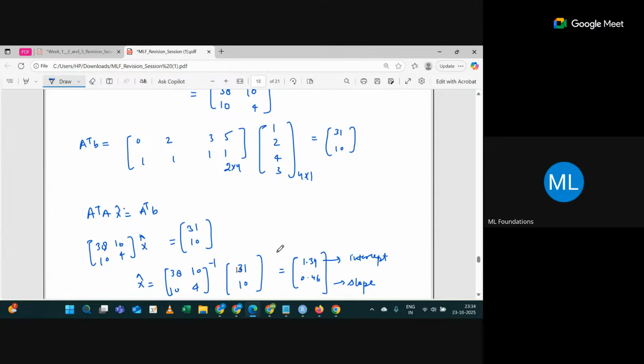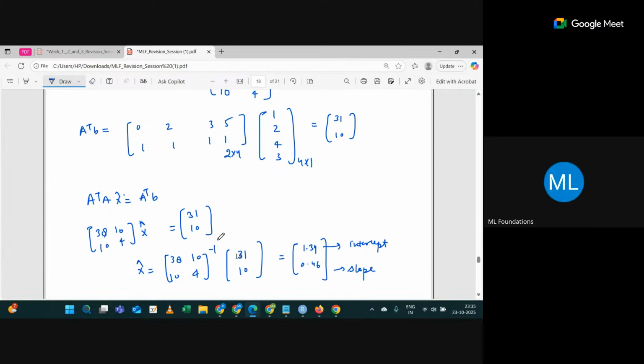Any doubt? So it's a multiply, right? Yes, you can multiply and solve the equations, or else you can calculate the inverse and you will get this answer. Both are the same thing.